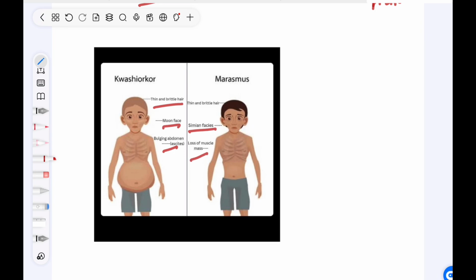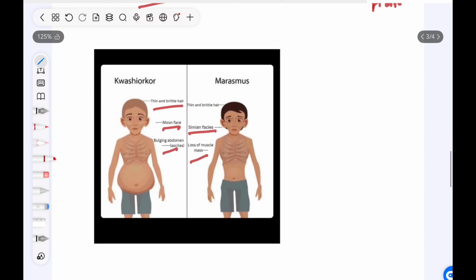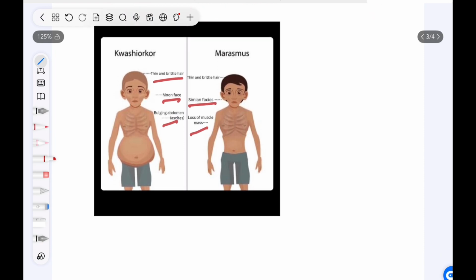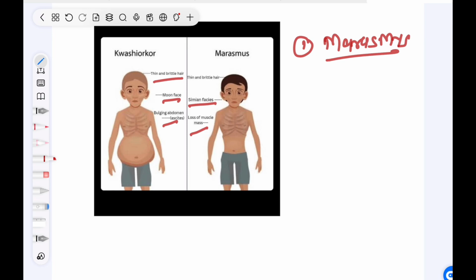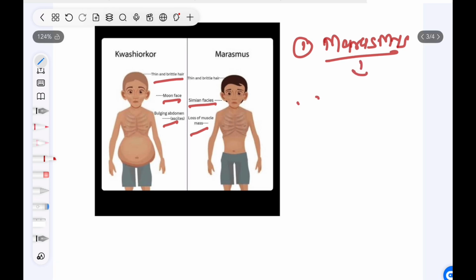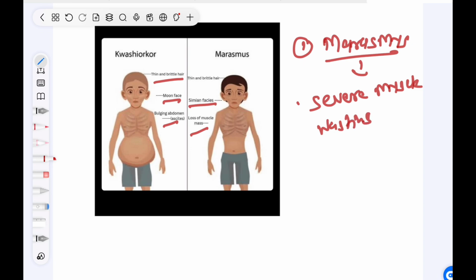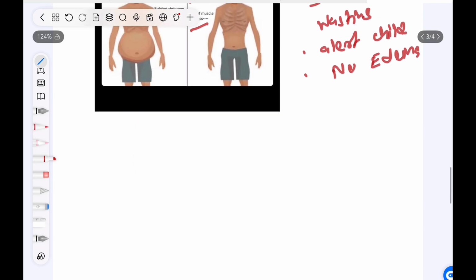So like how to remember in marasmus, just remember that severe muscle wasting, then alert child and no edema. These are the most important points about marasmus.